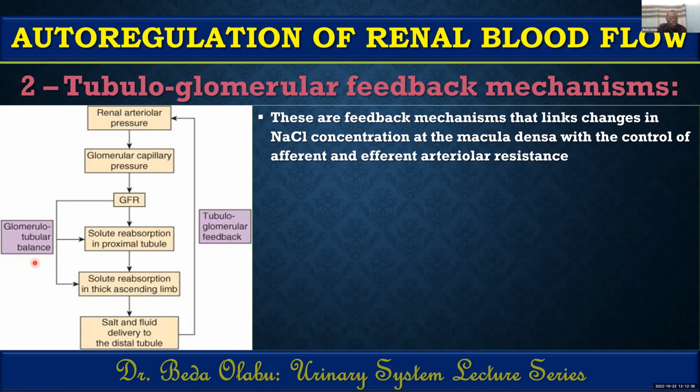That is different from tubuloglomerular feedback. In tubuloglomerular feedback, we are looking at the amount of solutes that are delivered in the distal tubule. And the concentration of solutes that are delivered in the distal tubule are the ones that affect the renal blood flow. Now, you may ask yourself, how is that possible?